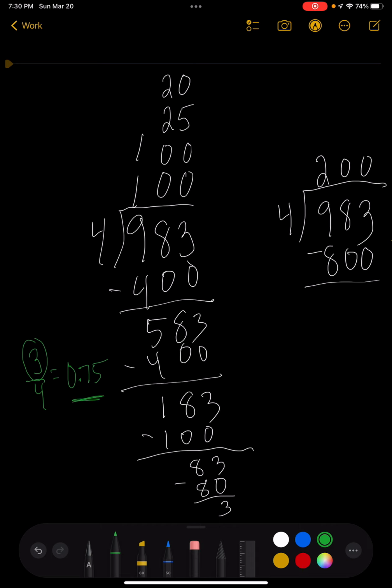Okay, now why this is important is because that's the leftover. The leftover is the 75 cents, which means I have to add all of these together. 20, 25, 100, 100, and the 75 cents. If I add all of those up, I am going to get the answer, the quotient. So let's do it. I'm going to start at the bottom. 100 and 100 is 200.